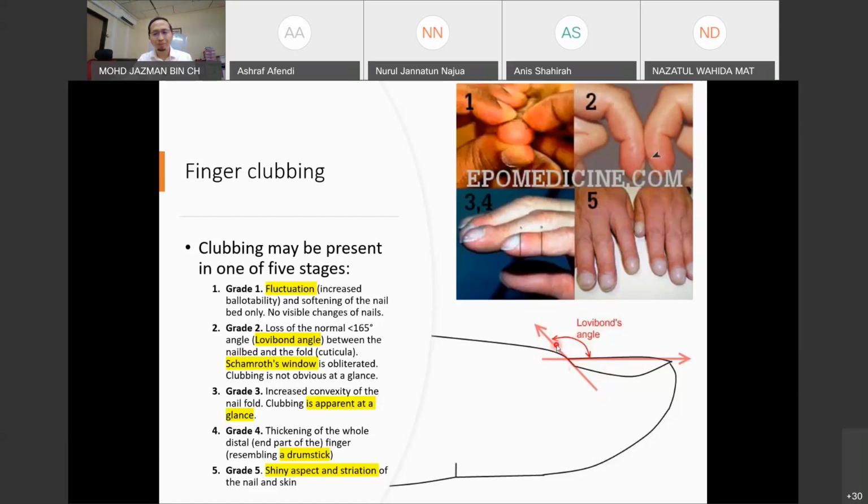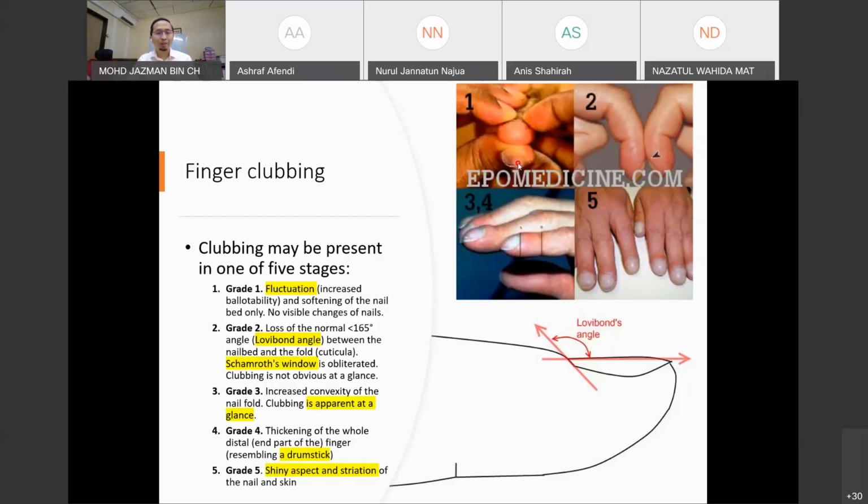So this is an example of a normal Lovibond angle. If you see the angle is flat, then the finger is clubbed. Picture number 1 is showing how to evaluate the nail bed fluctuation. I need to remind everyone that in the normal population, you can have finger clubbing as well, maybe grade 1 or grade 2, but the patient may not have any diseases. So keep it in mind.